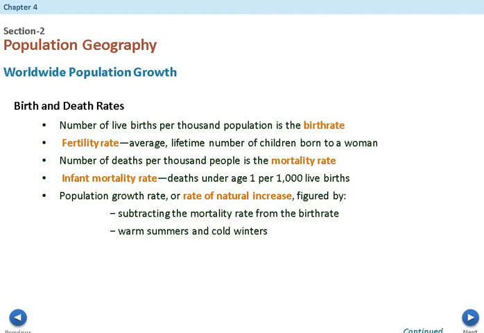So if you've got 100,000 births, you're going to divide that by 1,000, and you're going to say the birth rate is 100. So it's per 1,000 people. Mortality rate is going to be the same thing, but it's going to be the amount of deaths per 1,000 people in a given year. So we look at birth rate and we look at mortality rate.